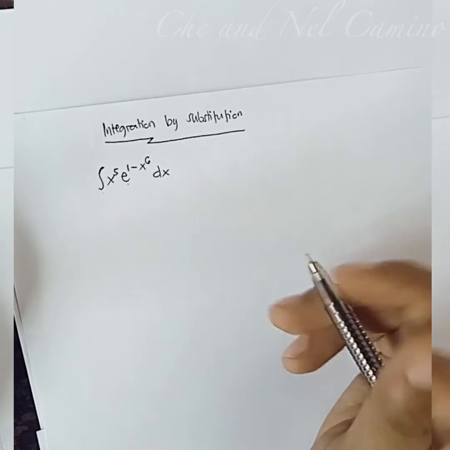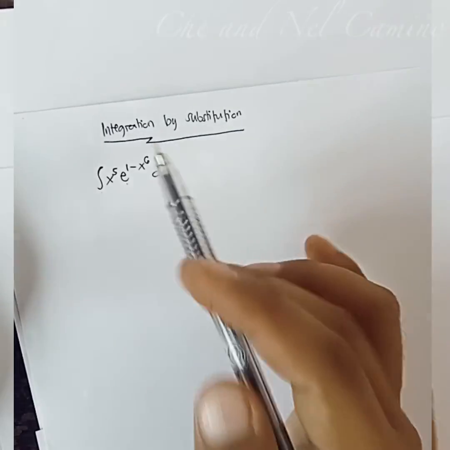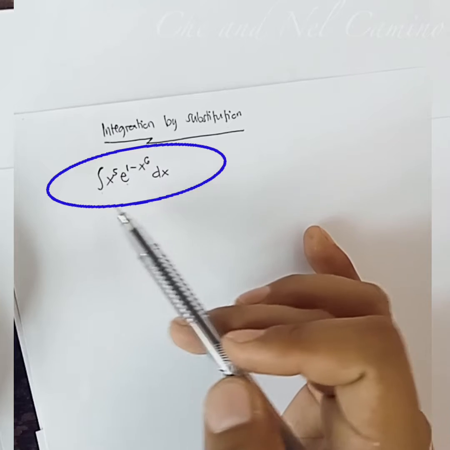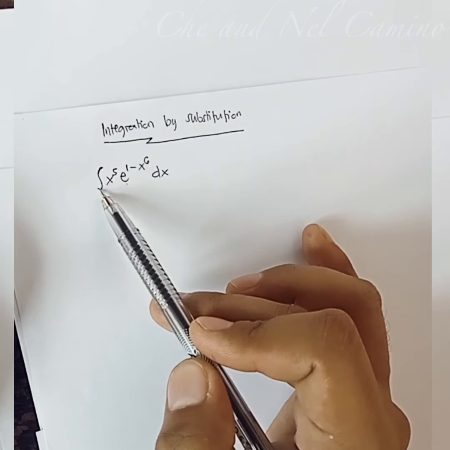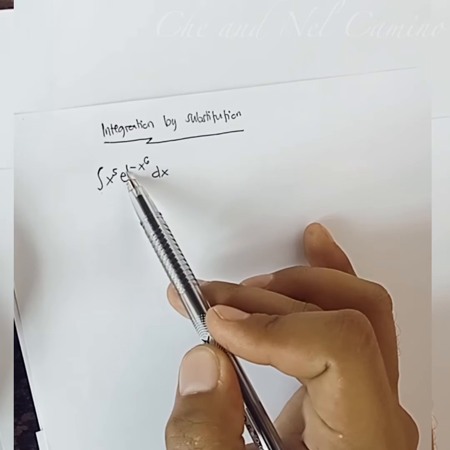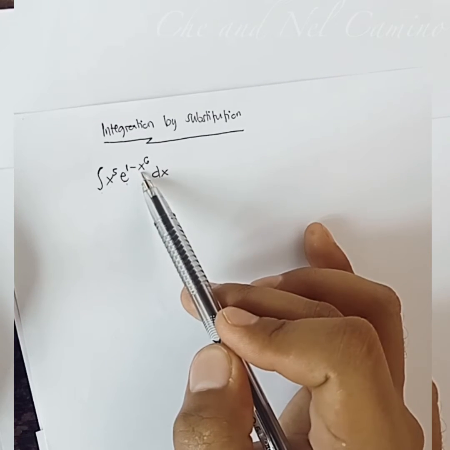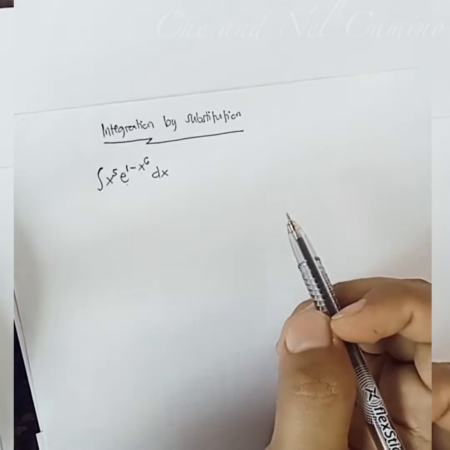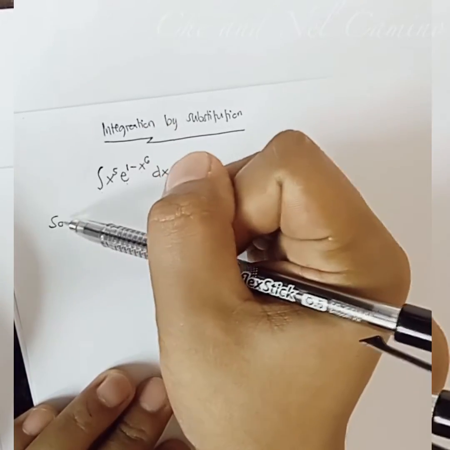Good day. In this video, we are going to talk about integration by substitution using this problem. We have the integral of x to the power of 5 times e raised to the power of 1 minus x to the power of 6 dx. So we have here the solution.